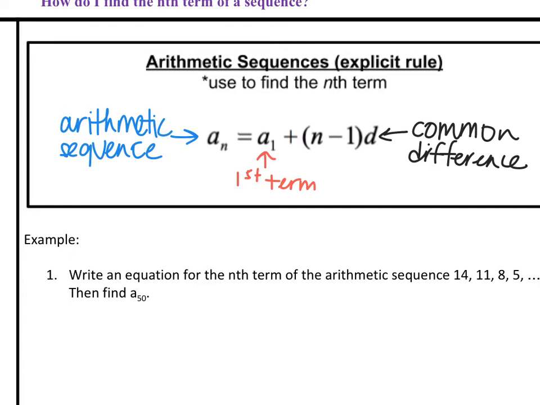And then n minus 1. So this whole thing is the previous term number. Sorry, you can't see that at all. I'm going to fix that.